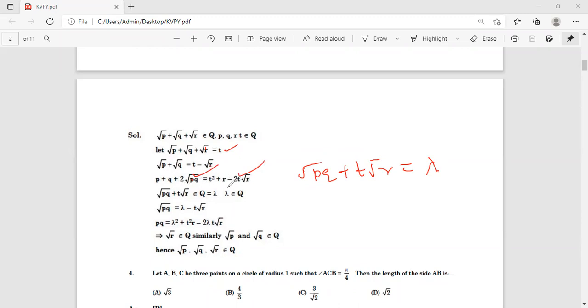Root pq plus t root r is rational. Equate the rational and irrational parts. So again square it. So the irrational part is t root r. So here the left hand side is rational. So definitely root r is rational. Now it is symmetric in p, q and r. So similarly root p and root q are also rational. So hence root p, root q, root r are rational, if root p plus root q plus root r is rational.